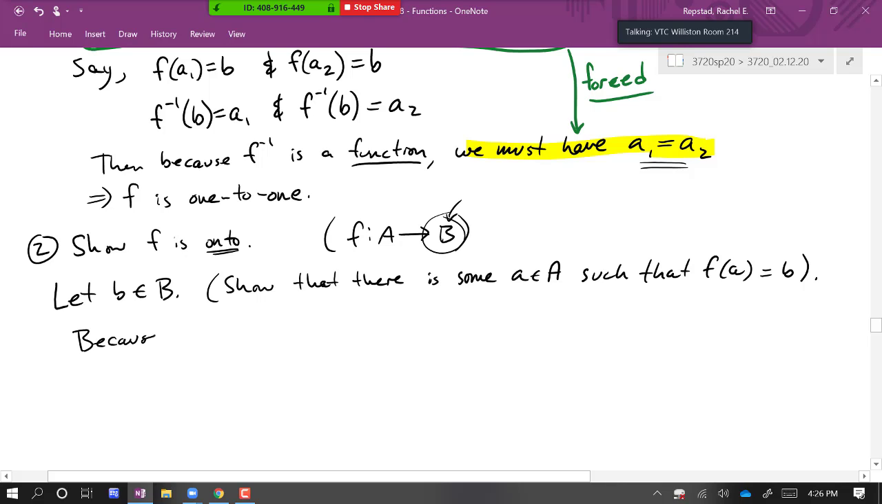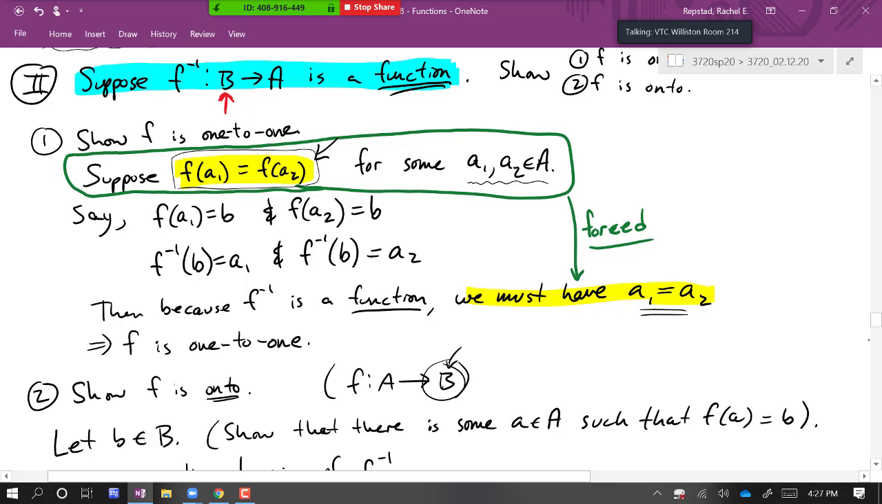So basically you use the same information about F inverse, that it's a function. Yeah, and really that's all. I'm invoking that F inverse is a function and that its domain is all of B in particular.